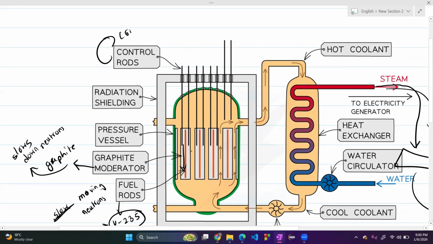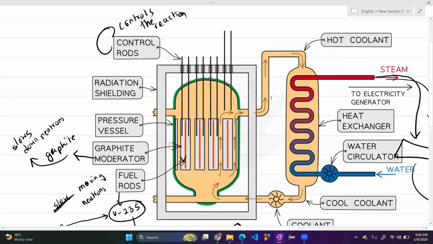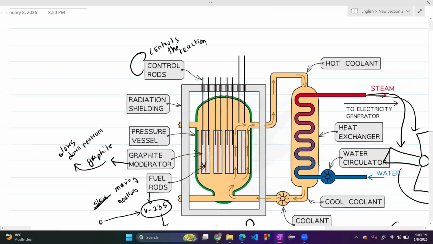Since the name is control, it controls the reaction. How? If you want to stop the reaction, you will insert these control rods inside. Once you insert these control rods, they will absorb the neutrons. So if there are not enough neutrons, then there will not be enough fission reaction. As a result, there will not be enough thermal energy to cause the further reaction to occur, right?